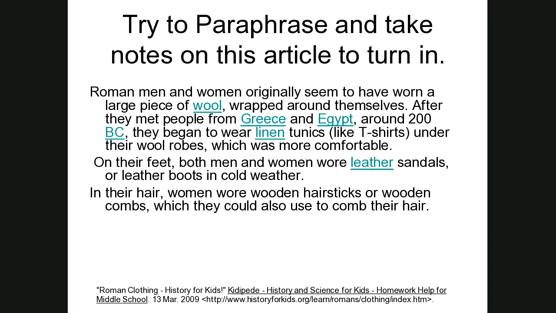Roman men and women originally seem to have worn a large piece of wool wrapped around themselves. After they met people from Greece and Egypt around 200 BC, they began to wear linen tunics, like t-shirts, under their wool robes, which was more comfortable. On their feet, both men and women wore leather sandals, or leather boots in cold weather. In their hair, women wore wooden hair sticks or wooden combs, which they could also use to comb their hair.